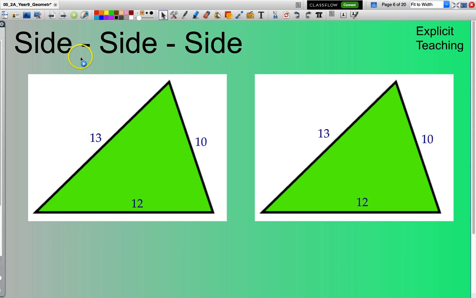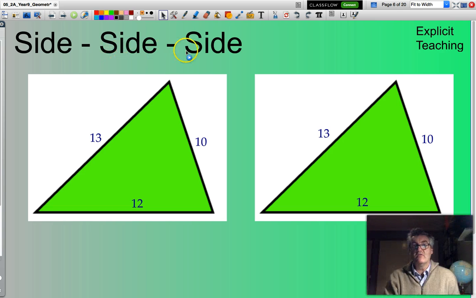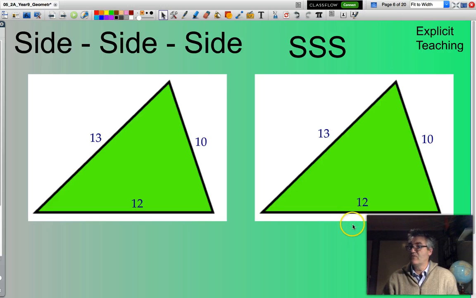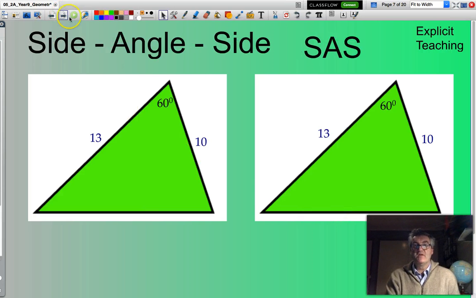The first rule, you can say triangles are congruent if all 3 sides, or the matching sides, are identical. So this rule is called side, side, side, and it can be shortened to SSS. Looking at these 2 triangles, the side lengths 13, 10, 12, 13, 10, 12. So matching sides are identical, so yes, those 2 triangles are congruent.